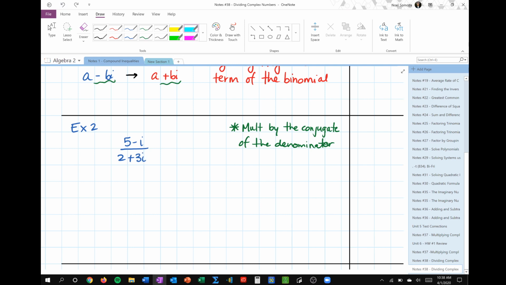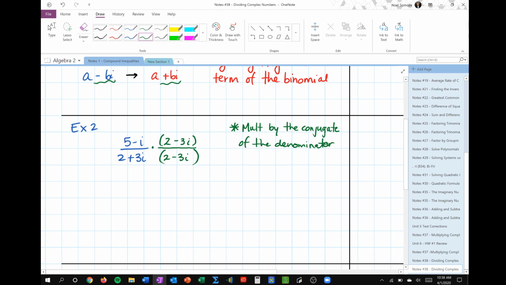So what we do first is we look for the conjugate of the denominator, right? So the denominator is 2 plus 3i, so the conjugate would be 2 minus 3i. Okay, so we're going to multiply this conjugate, 2 minus 3i, to the denominator and to the numerator. Okay, and there it is. That's all we do.